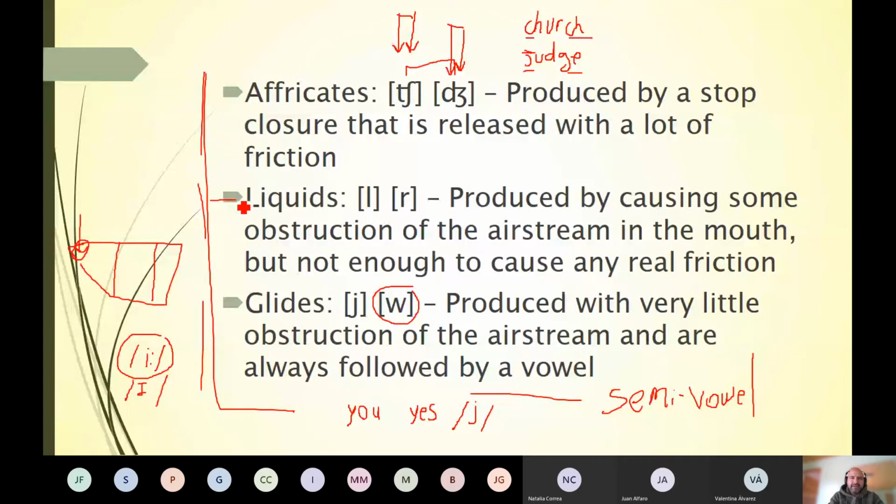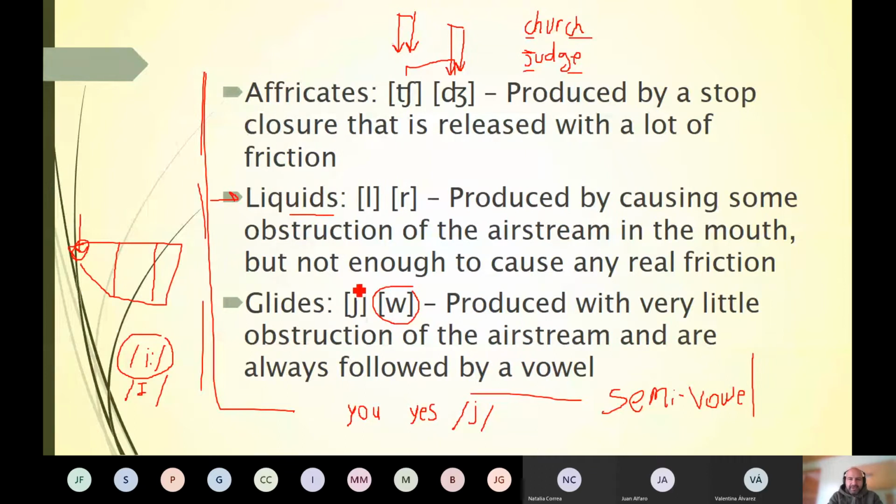Another category when we're talking about how the airflow is affected is the category of the liquids or liquid consonant sounds. They are called liquids because there's not enough friction when we produce l and r, and because somehow the airflow goes sort of freely, right? And because there's not enough friction to call them fricatives, they are called liquids. Okay.